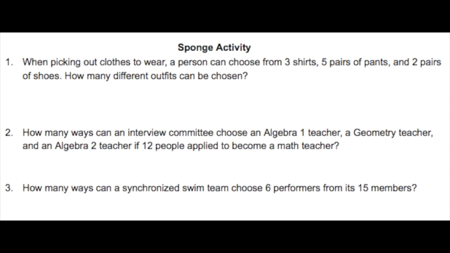Now time for the sponge. Number 1, when picking out clothes to wear, a person can choose from 3 shirts, 5 pairs of pants, and 2 pairs of shoes. How many different outfits can be chosen? Number 2, how many ways can an interview committee choose an Algebra 1 teacher, a Geometry teacher, and an Algebra 2 teacher if 12 applied to become a math teacher? This is, of course, assuming that all these teachers can teach all of these subjects, though that's usually not the case. And number 3, how many ways can a synchronized swim team choose 6 performers from its 15 members?